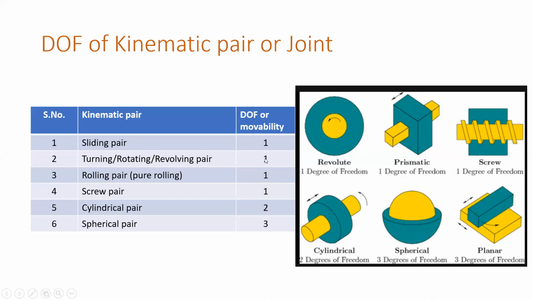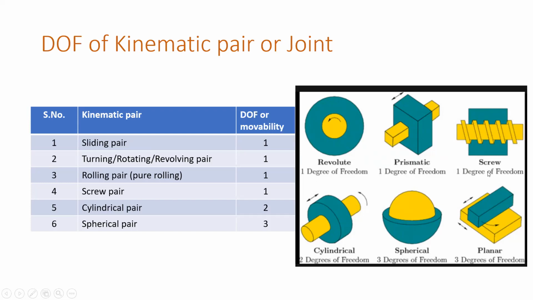Here it is mentioned. Then next is the sliding pair. The sliding pair is also known as the prismatic pair. Please note it. In a prismatic pair, this rod or piston can only slide in the hole provided. It won't have any other kind of motion. Only one kind of motion is possible, that is sliding. So a sliding joint has a single degree of freedom.